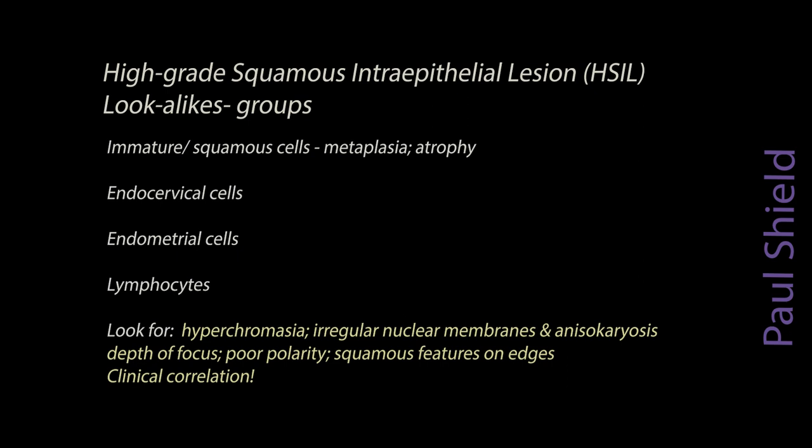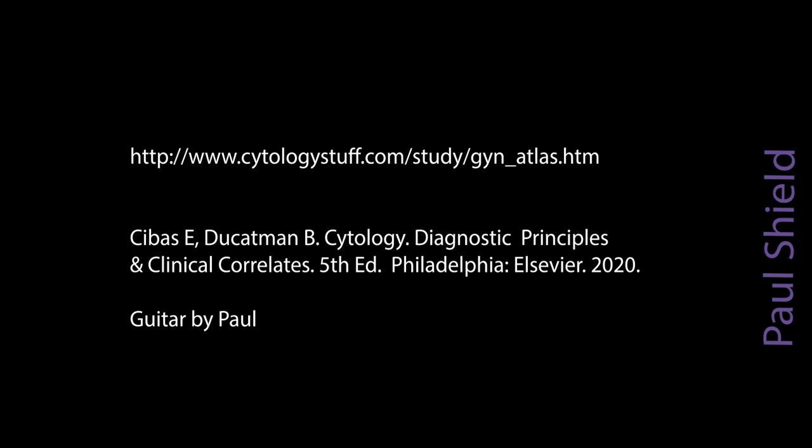So for example, if it was a postmenopausal patient, then you need to think of the fact that atrophy might be present. If you're suspecting that it could be endometrial cells, then look for a bloody background, look for a mature background, and look for the last menstrual period being within the last 10 days.